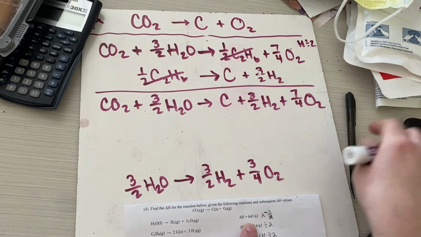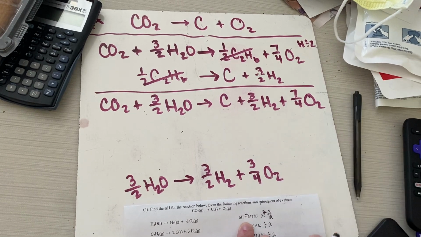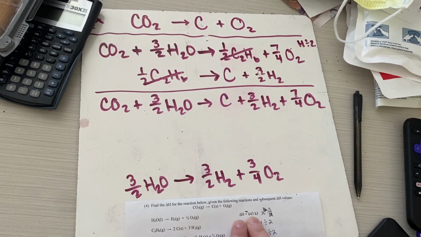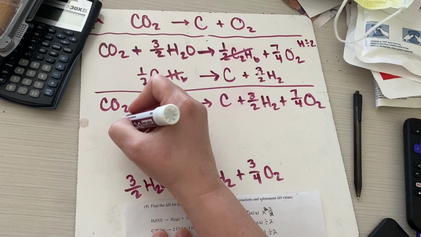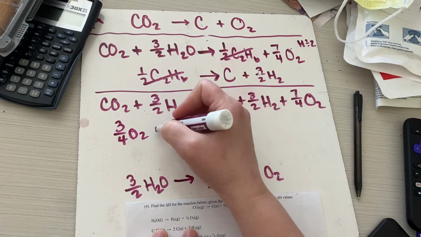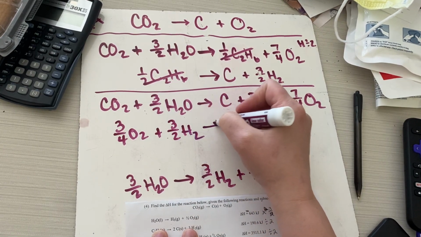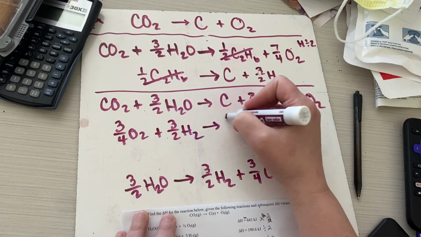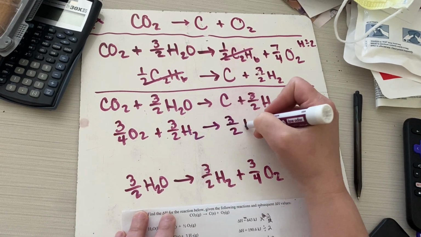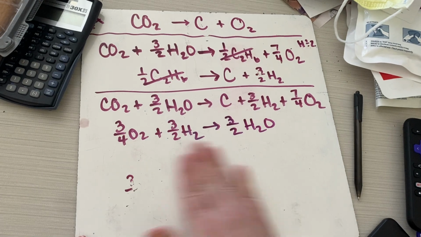So, oh, and actually I should just say negative here because we're really just changing this to being negative since it's the reverse reaction. So we're going to have 3/4 O2 plus 3/2 H2 gives us 3/2 H2O. Okay, get rid of that.